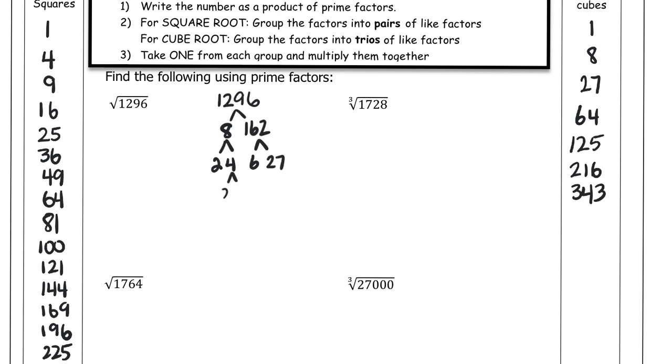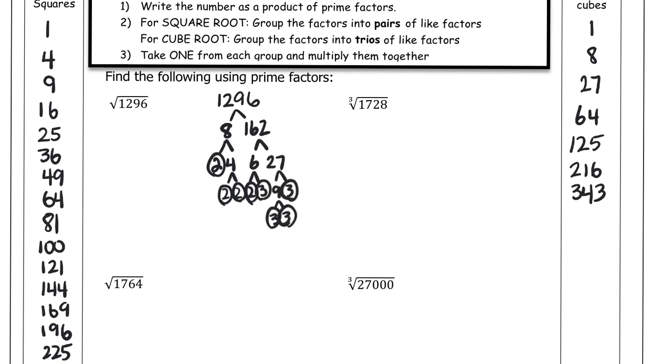Okay, and then I keep going. So the 4 breaks down to 2 and 2. 6 breaks down to 2 and 3. 27 breaks down to 9 and 3. And then I can keep going with the 9 to 3 and 3. So my prime factors are 2 and 2 and 2 and 2 and 3 and 3 and 3 and 3.